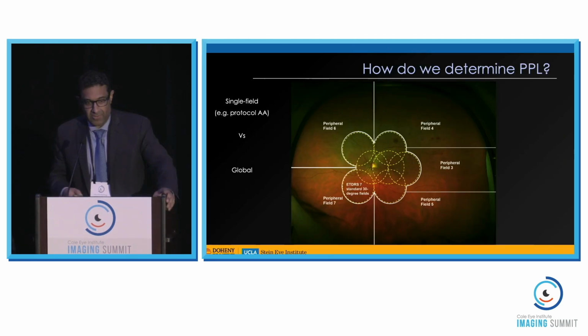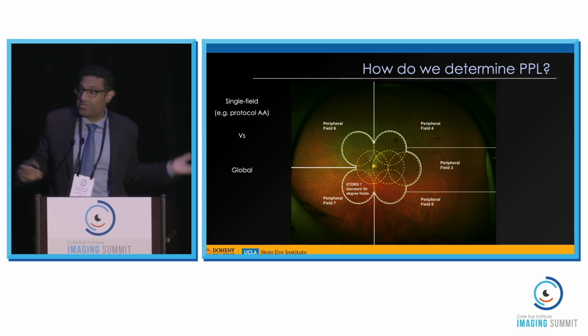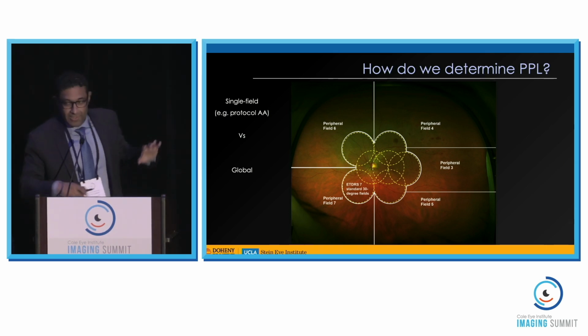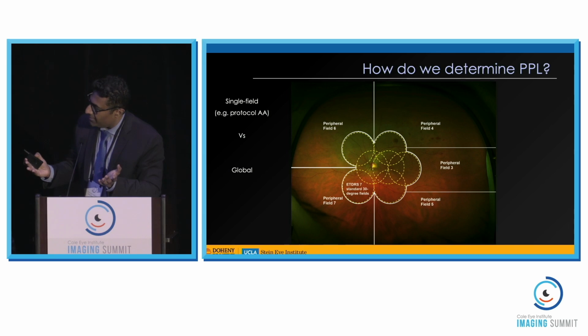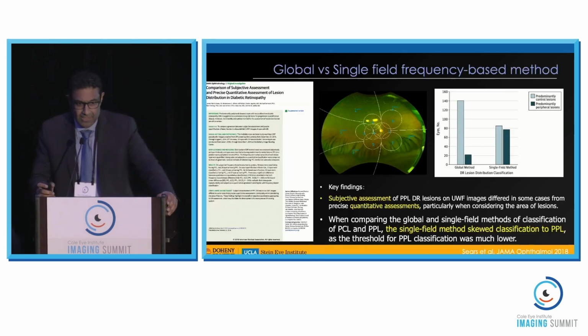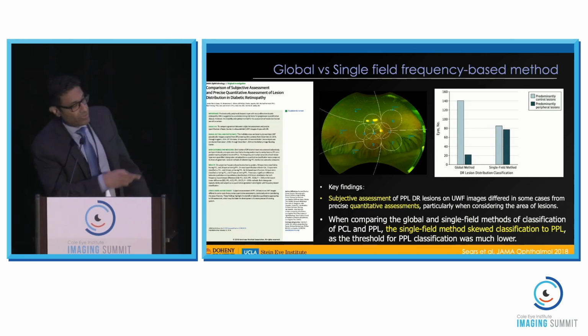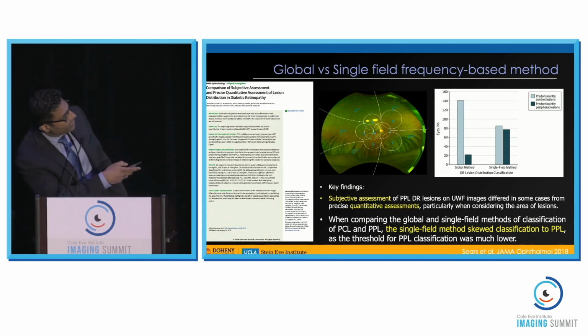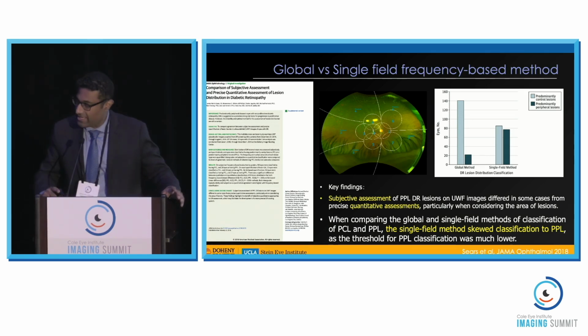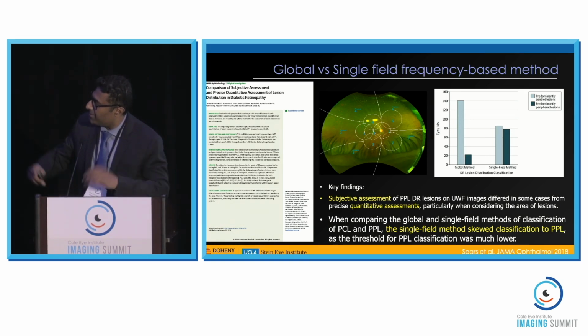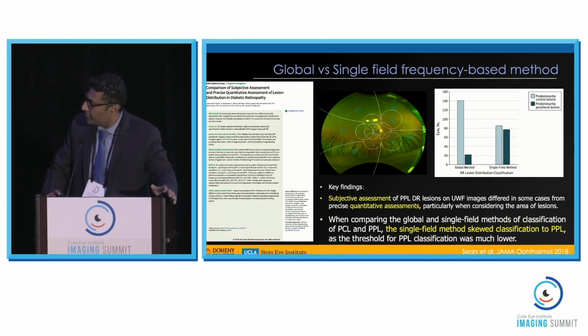But you might imagine, actually, let me go back for a second. You might imagine you could do this other ways, right? Why not consider the entire periphery outside of the 7 standard fields relative to the area inside the 7 standard fields? And we had published that depending on the methodology that you use, your percentage of PPLs could dramatically differ. This is a paper published in JAMA Ophthalmology, where you can see the percentage of patients who'd be classified as PPL versus PCL, predominantly central, based on a global versus a single field method.